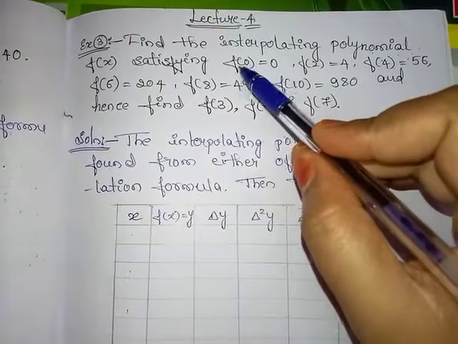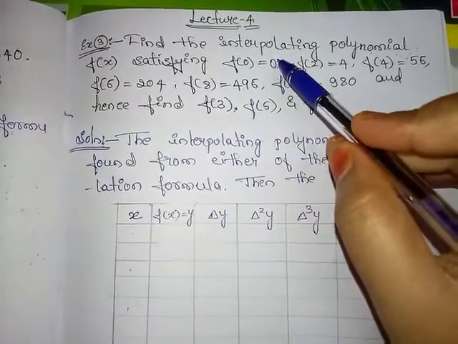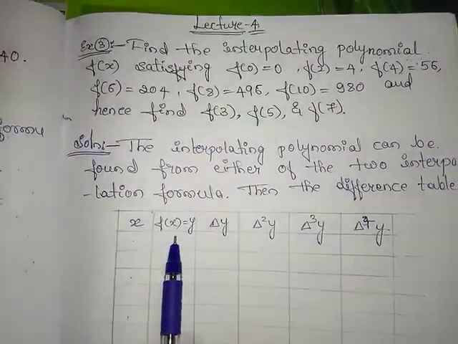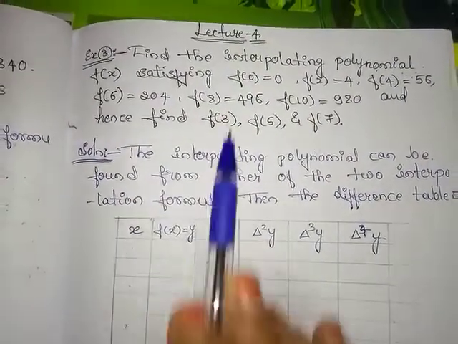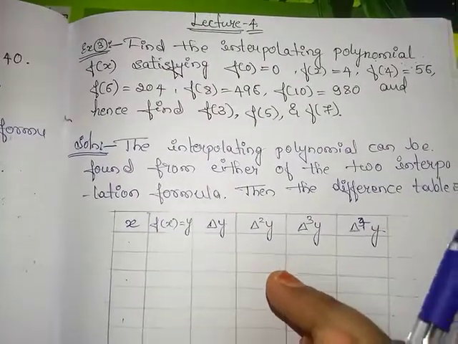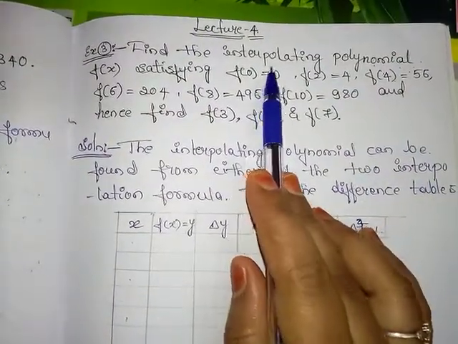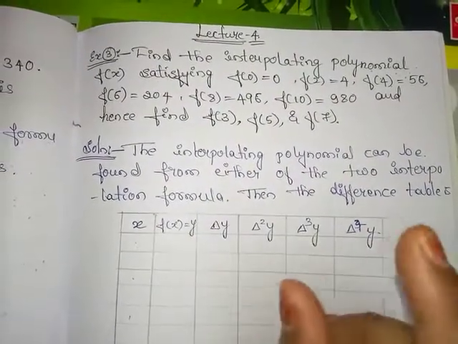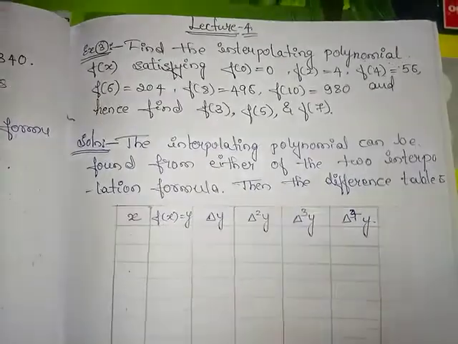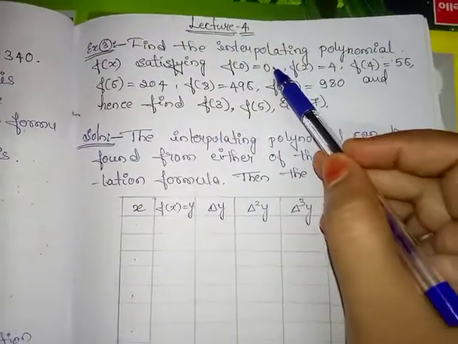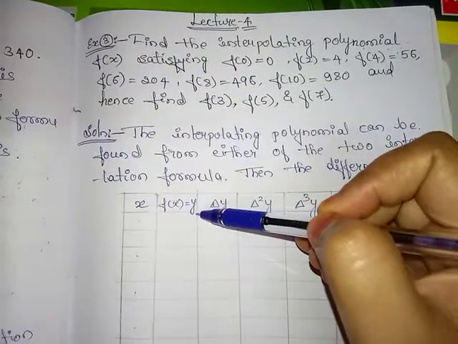Here we know that f of 0 is equal to 0, means this is of the form f of x is equal to y. We know that f of x is equal to y is our unknown function. Here values are given in this way. They are not given directly as x values and y values. Just to confuse you, they are given in the form of f of x is equal to y.